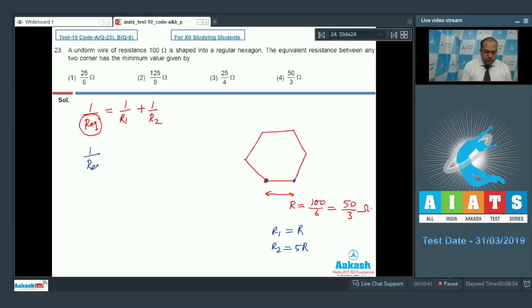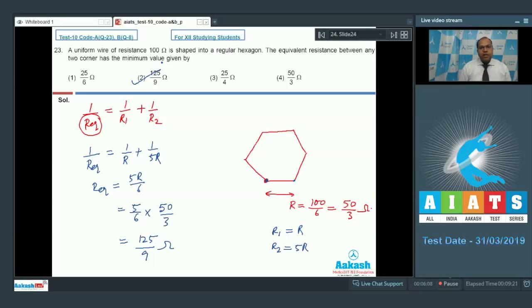So the R equivalent for this combination is given by 1 by R plus 1 by 5R. So on solving, the value of R equivalent comes out to be 5R by 6. On substituting 5 by 6 into the value of R, that is 50 by 3. So on solving, it comes out to be 125 by 9 ohm. So option 2 is the correct answer.